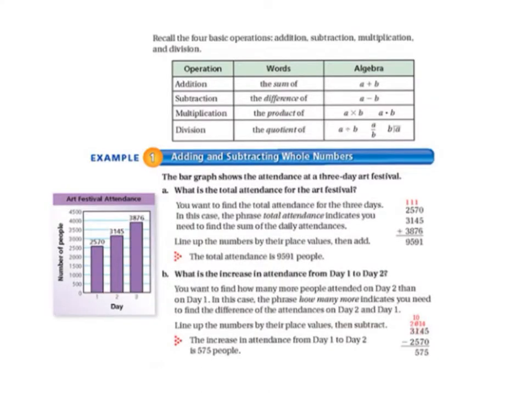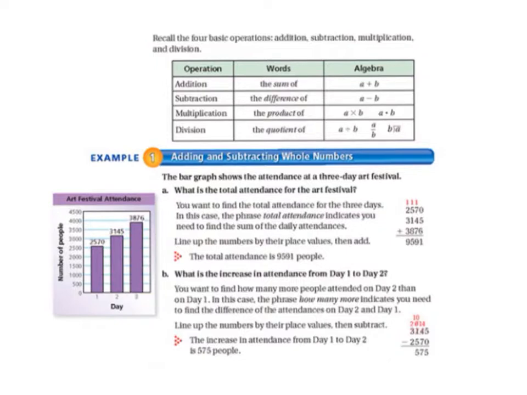Go to page 4 in your math textbook, and that's where we'll start our lesson. The first thing you need to do is look at the table at the top of the page and copy that into your notes. That's going to be important for you to have and to refer to as we work through this unit. So pause while you copy that table into your notes.